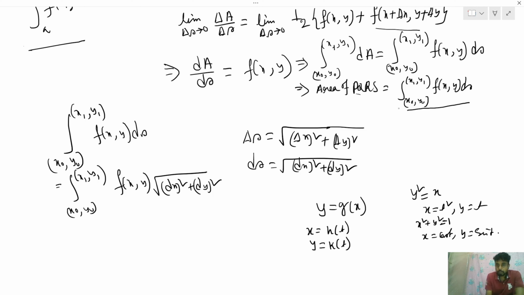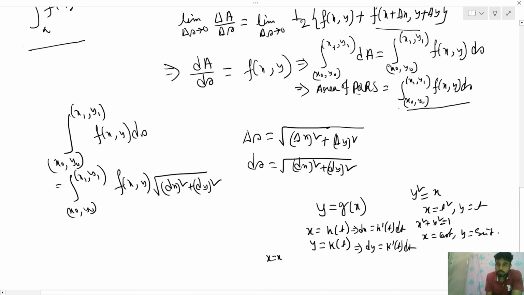So dx will be h dash t dt, and here dy will be k dash t dt. And for x equal to x0 and y equal to y0, we get a t, and that is t equal to t0.